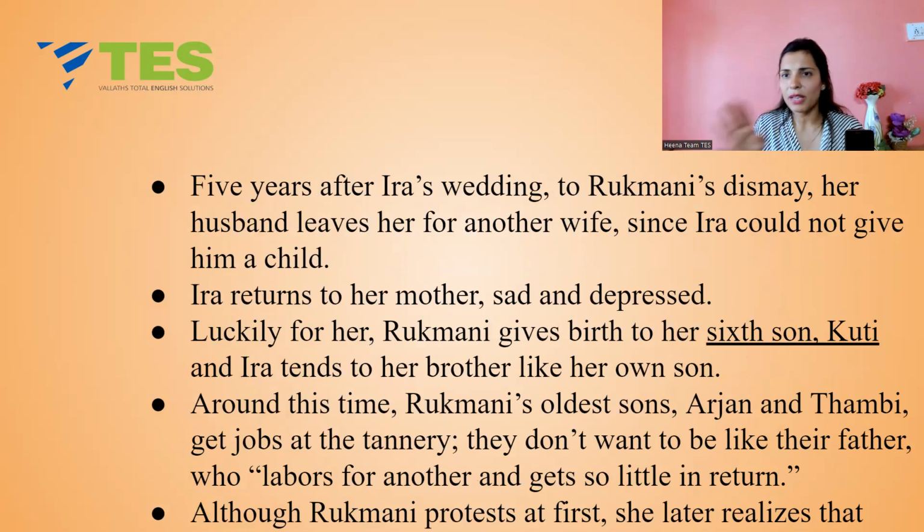Okay, the hard times are starting. And what happens 5 years after Ira's wedding? 5 years. To Rukmani's dismay, Ira's husband leaves her for another wife since Ira could not give him a child. Ira is barren. Ira cannot bear a child.